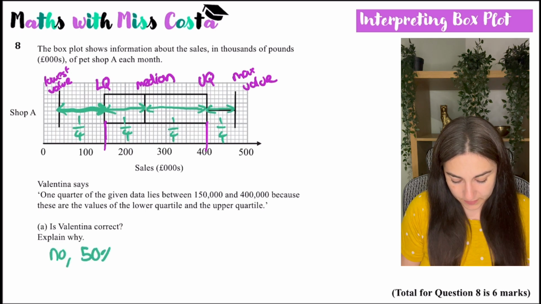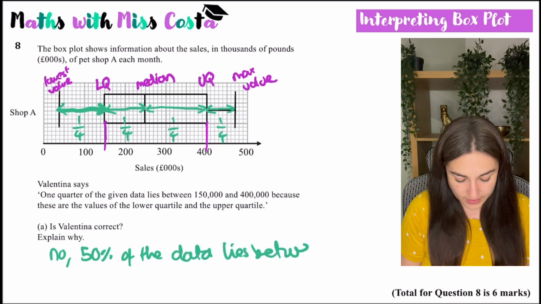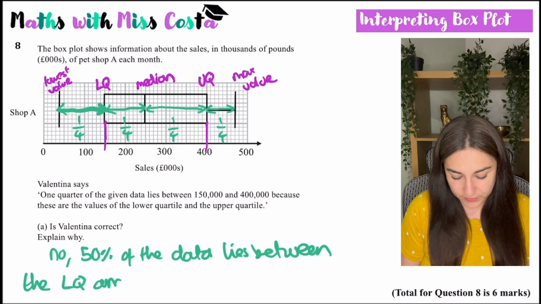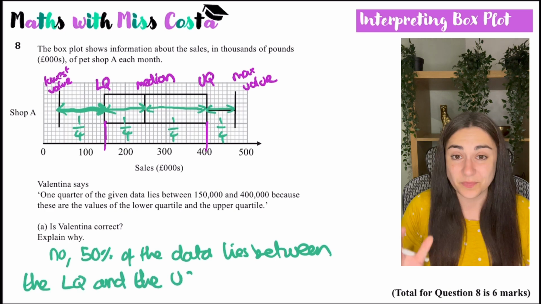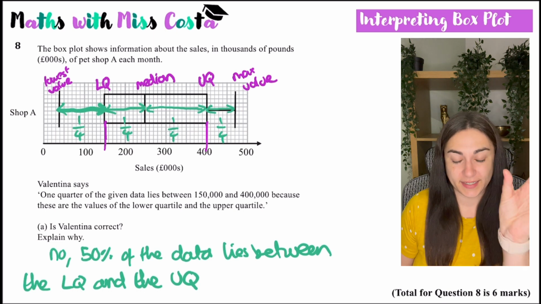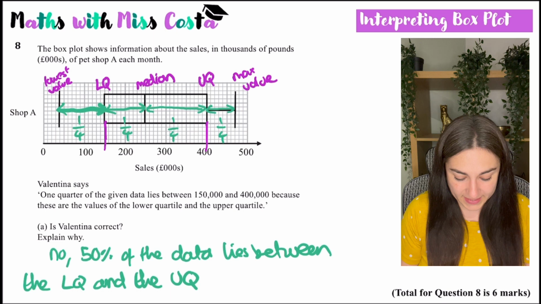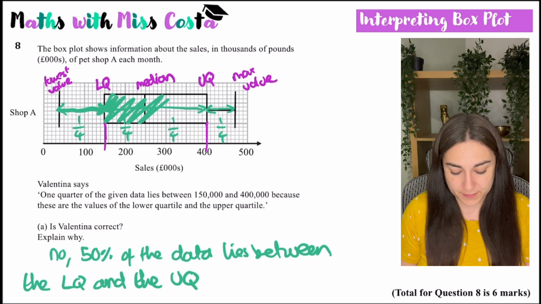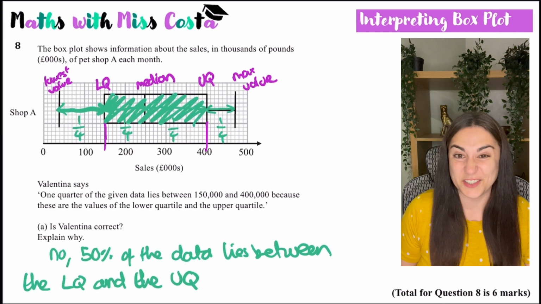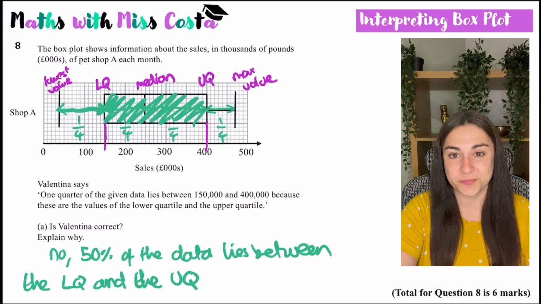50% of the data lies between the lower quartile and the upper quartile. You could also have said a half of the data if you wanted to keep it in fractions, but essentially each little quartile is a quarter of the data. And so this middle bit here is the middle 50%, and it's called the interquartile range, and it's really useful because it tells us what's happening for the middle 50% of the data.